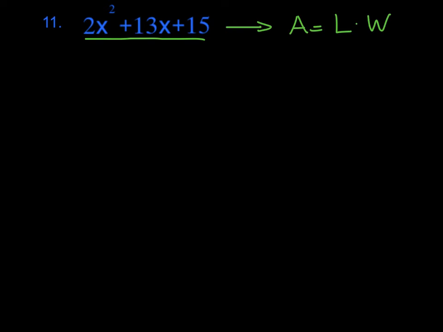So if I look at this, I see it's a trinomial. There's no GCF, and the lead coefficient is a 2. So I know I'm going to have to do AM. My M is going to be 30, right? So I want to multiply to 30 and add to 13. So let's bring down the first term, which is 2x squared. And what multiplies to 30 and adds to 13 would be 10.